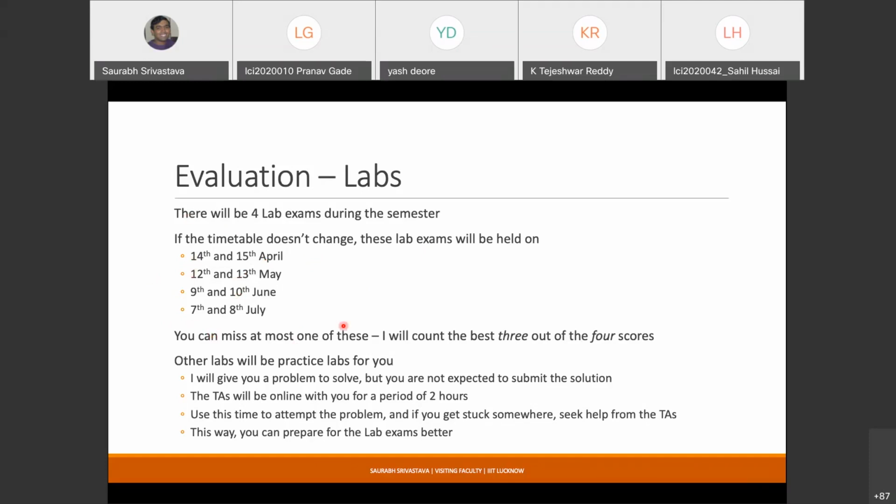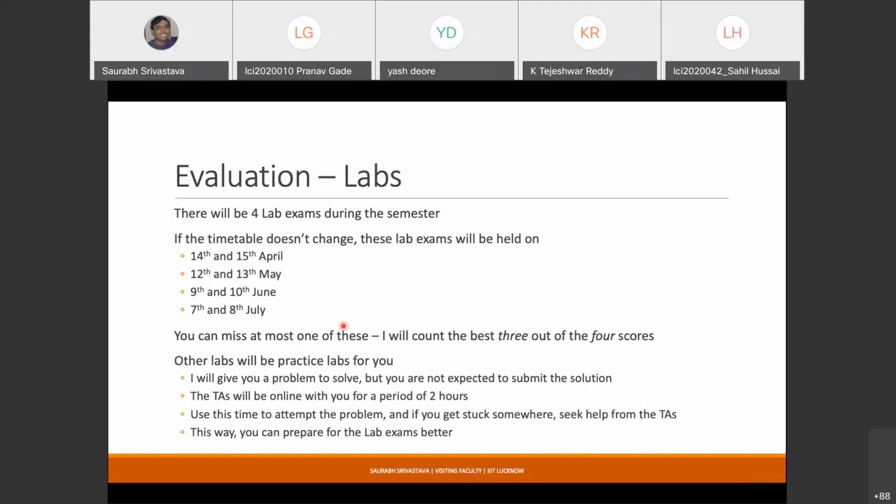Lab exams will be exactly how they used to be in the previous semester. I'll give you a problem, you'll have to solve the problem, and then a TA will take a viva based on whatever you have done. So that is basically what we will do in the lab. These are the 4 exams that you will have, and your final score will be decided by the best 3 out of these 4 scores.